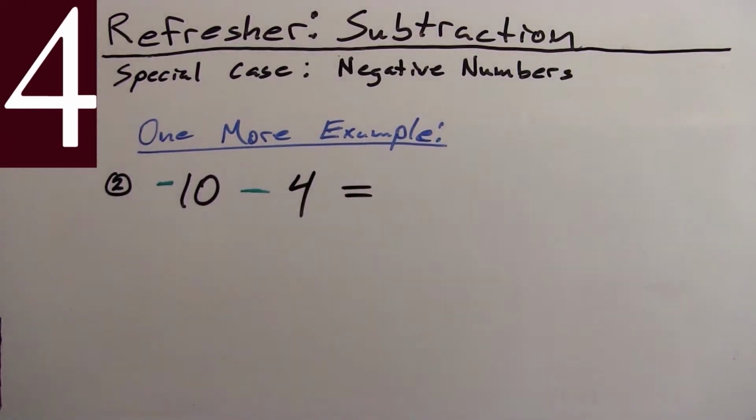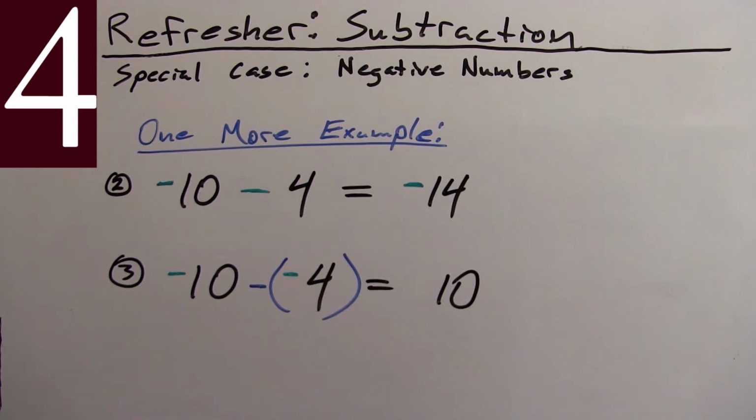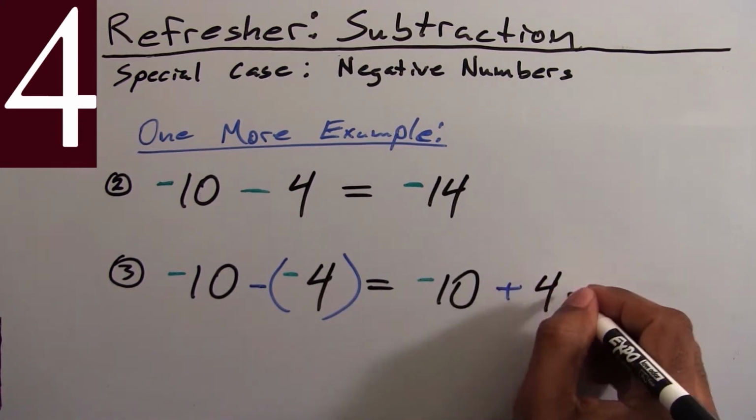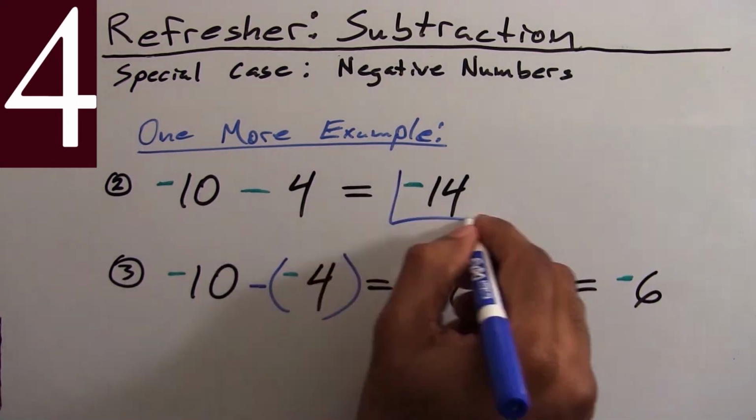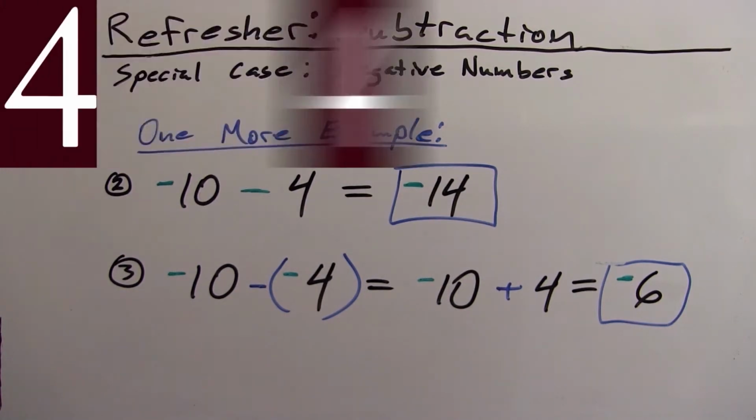In example 2, notice we have negative 10 minus 4. We would expect this to be taken away from negative 10, but instead we're going further negative, which brings us to negative 14. And in the case of number 3, notice negative 10 minus a negative 4. We have double negatives again, so they cancel. Negative 10 plus 4 is negative 6.